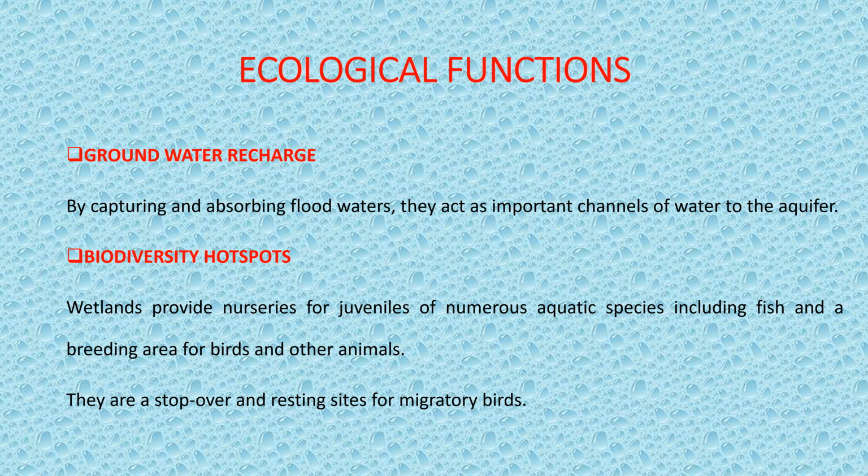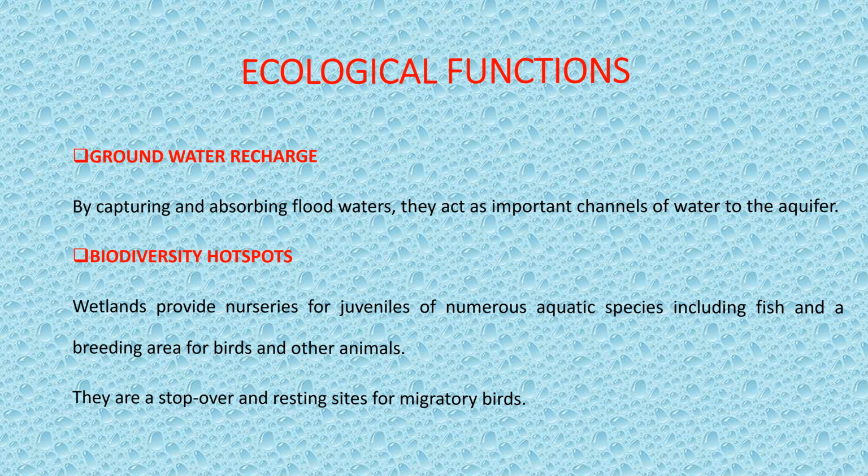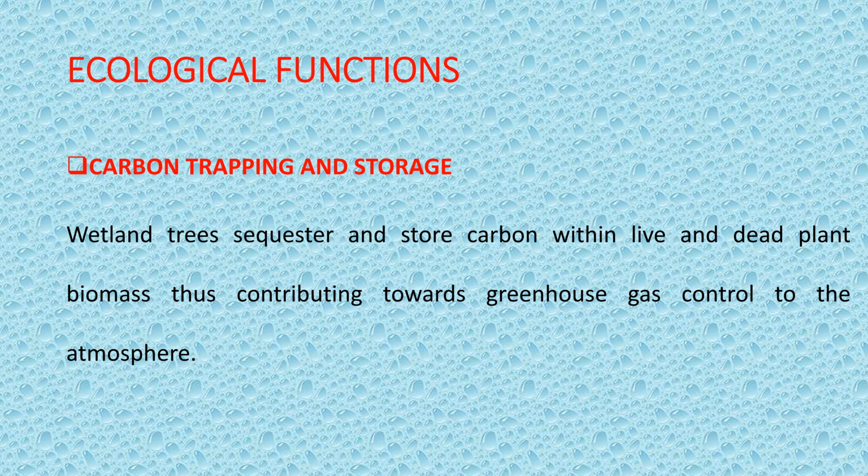Biodiversity hotspots. Wetlands provide nurseries for juveniles of numerous aquatic species, including fish, and breeding area for birds and other animals. They are also a stopover and resting site for migratory birds. For example, in Kenya, Kisite-Mpunguti Marine National Park and Reserve, which acts as an international breeding site. And up to one half of the North American bird species nest or breed in the wetlands. Carbon trapping and storage. Wetland trees and vegetation sequester and store carbon within live and dead plant biomass, thus contributing towards the control of greenhouse gas in the atmosphere.